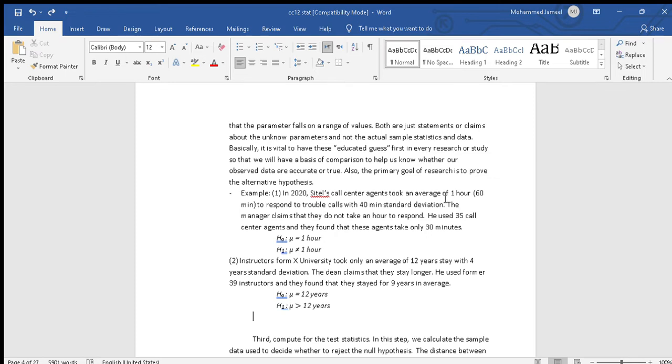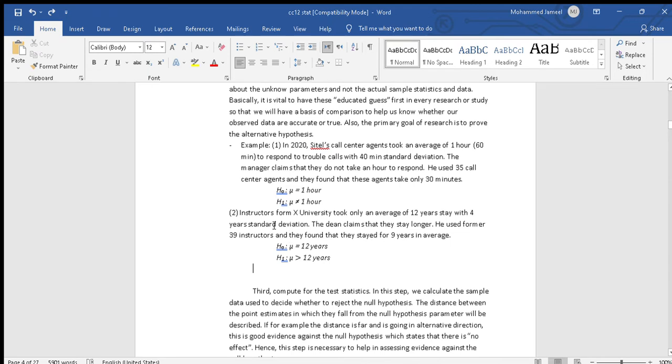But the alternative hypothesis is not equal to 1 hour, because the new idea is that the manager claims that they don't take an hour to respond. So this is the idea of the alternative hypothesis that we need to test, but the null hypothesis is the idea that we already have.